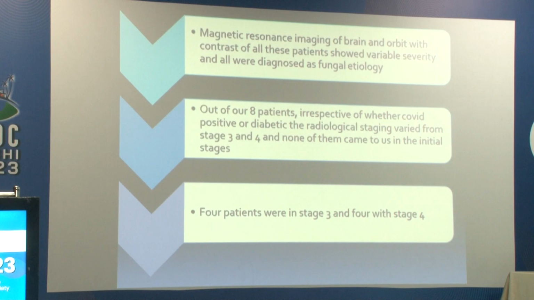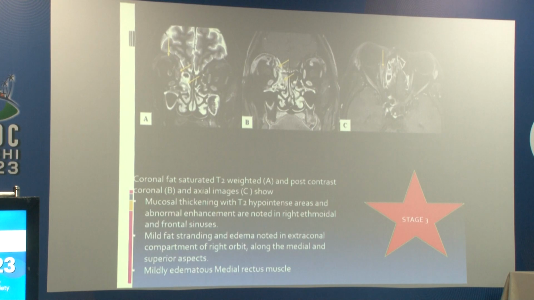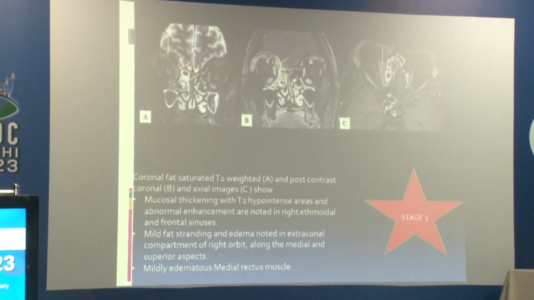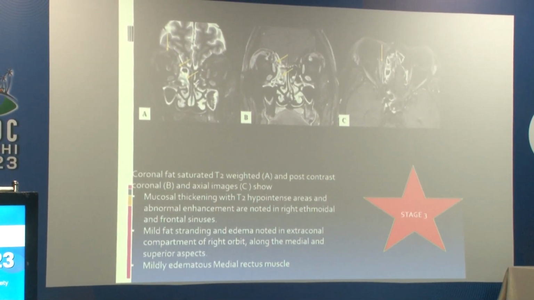Out of our 8 patients, irrespective of their COVID status or diabetic status, all were in stage 3 or stage 4, and none of them came to us in the initial stages. This is an MRI image of a patient who came to us with superior third nerve palsy with V1 involvement, showing mucosal thickening in the ethmoidal and frontal sinus along with a mildly edematous medial rectus muscle.